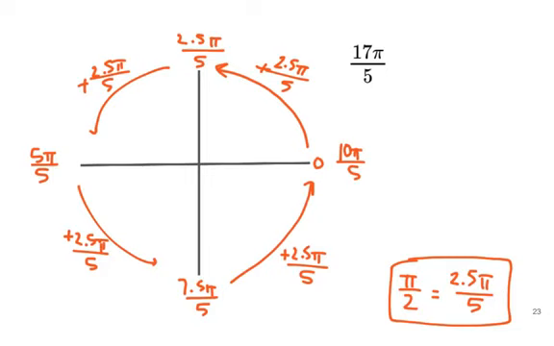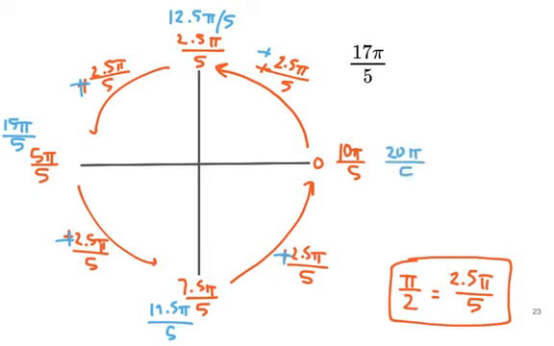That's not enough, right? I don't have a quadrant that I can sandwich 17 in. 17 is not between any of these, so I have to keep going around and around. So I'm going to add, and this time I'll change color, 2.5 again. This would give me 12.5 pi over 5. Add 2.5 again. That's going to give me 15 pi over 5. Add 2.5 again. That'll give me 17.5 pi over 5. Add 2.5 again, and we have 20 pi over 5.